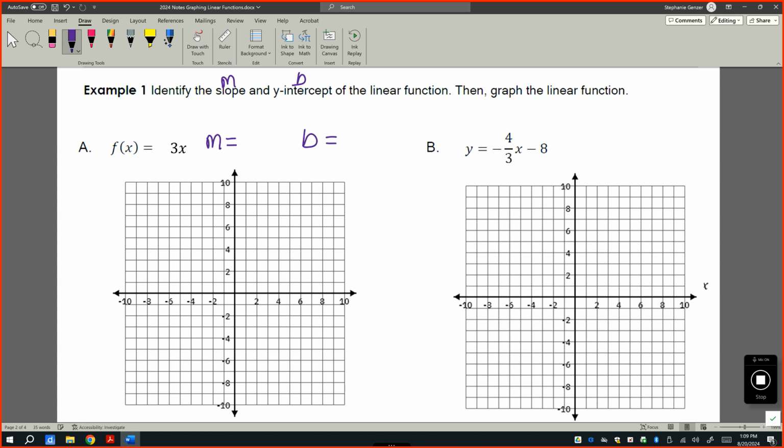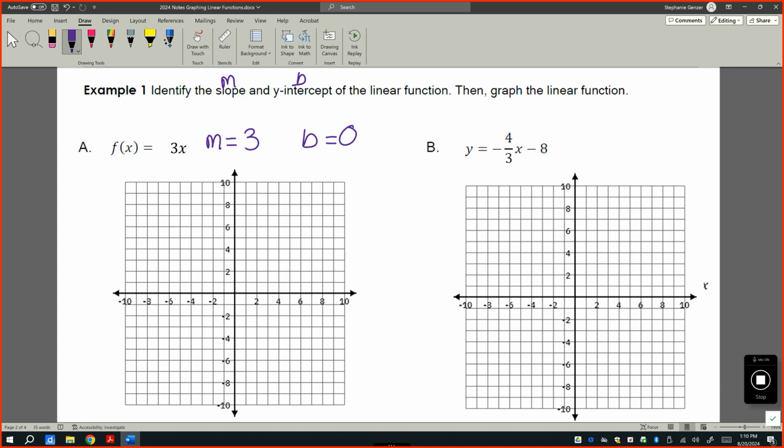y-intercept, okay? So the 3, what would that be, the m or the b? That's the slope. Slope is always going to be with your x, okay? So the slope is 3. What about the y-intercept? 0. It's 0. We don't see one, right? So it's 0, okay? We have all that we need to make the line.